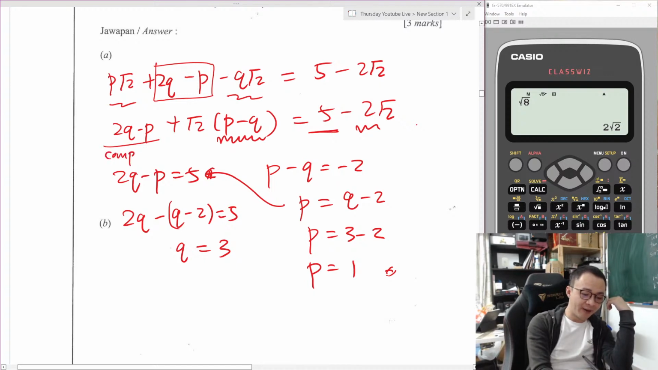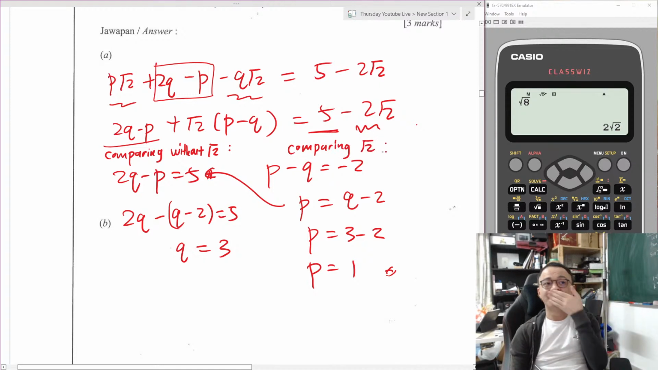Actually comparing without sub 2. Do I write short formula? Without sub 2. And then this one I comparing the coefficient of sub 2.